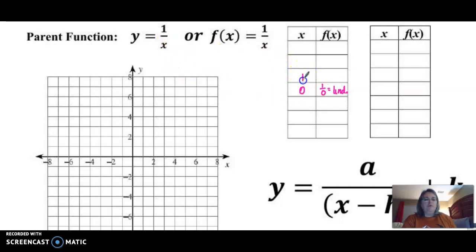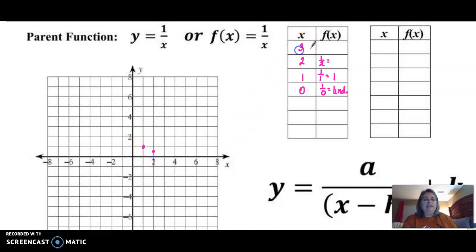Now we move up, we'll go to 1. So when x is equal to 1, that means my equation is 1 over 1, which is just 1. So I could plot that point (1, 1) on my graph. Do the same thing with 2. I'm going to have 1 over 2. That gives me 1/2. So I plot (2, 1/2).